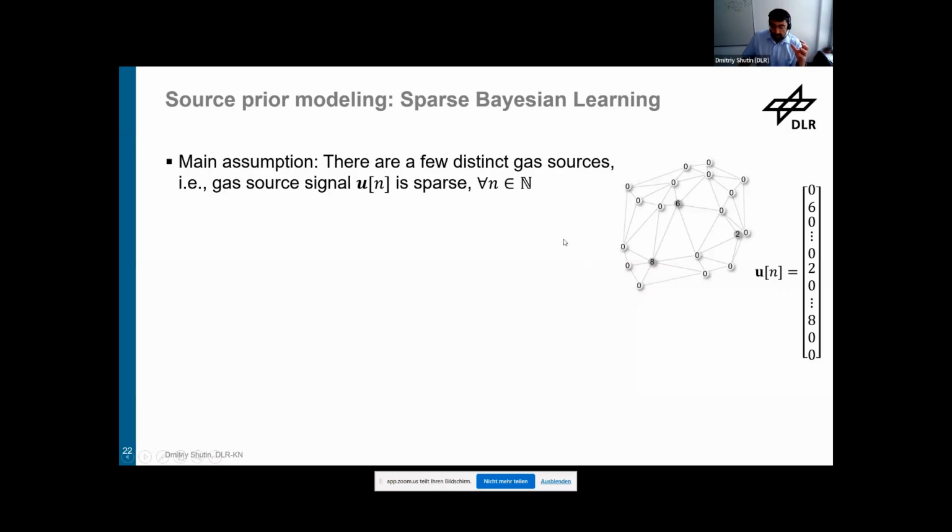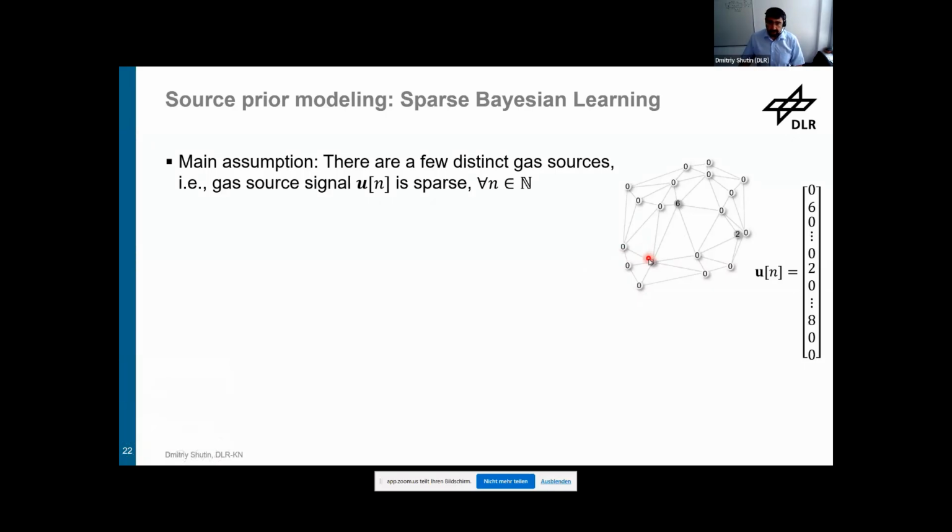As I said, our main assumption is that we have a lot of sources, but only some of them are non-zero. The rest is zero. This is what we call the sparsity assumption, right? So the source vector is sparse. That implies if we look inside this vector, we see a lot of zeros, and only at some locations are non-zero values.